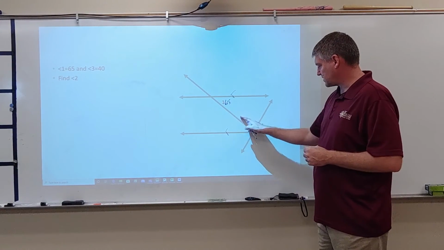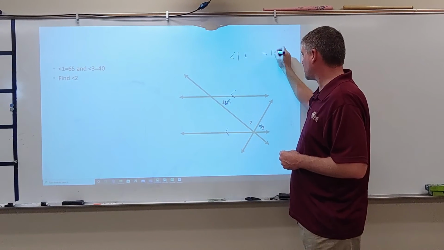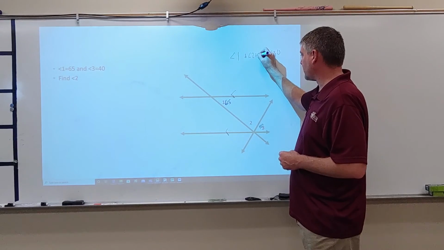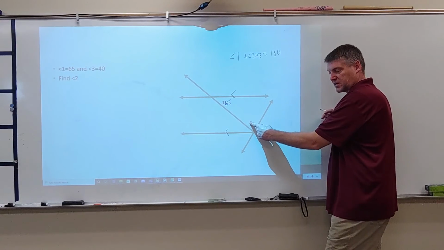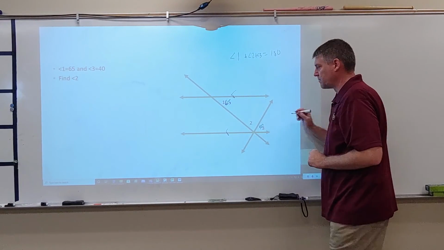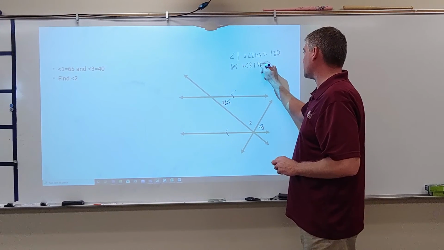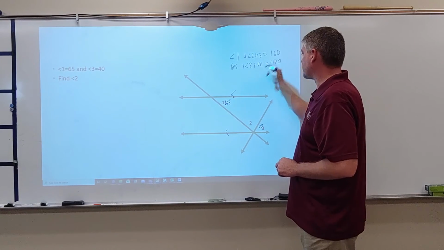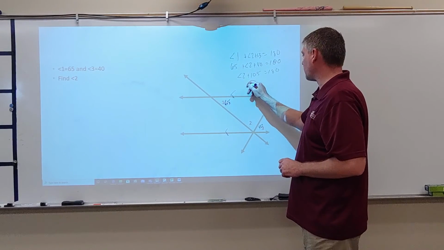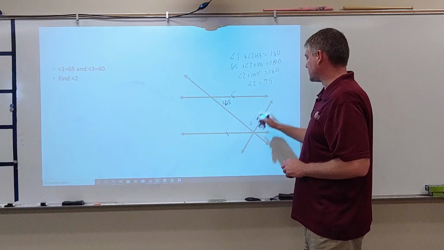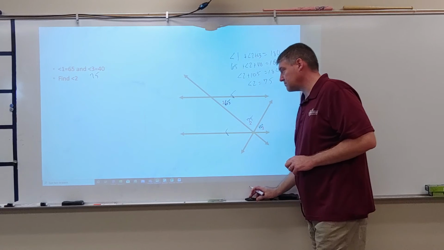Well, all of this is same side. So angle 1 plus my interior, so angle 2 plus angle 3, have to add up to 180. So this angle here plus the sum of these angles, because this is my same side interior. So I know some of these. This is 65 plus angle 2 plus 40 equals 180. So angle 2 plus 105 equals 180. I'm going to subtract my 105 over, so I end up with 75. So angle 2 is 75 degrees.